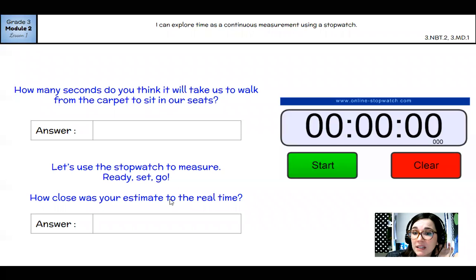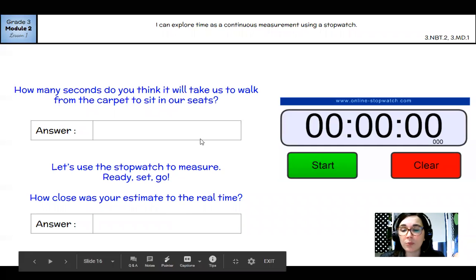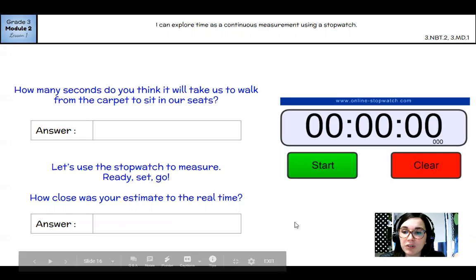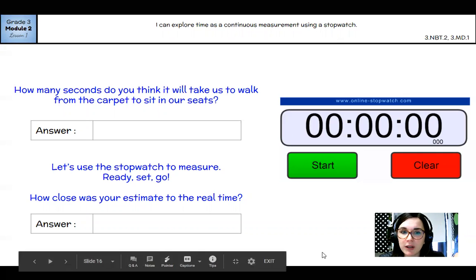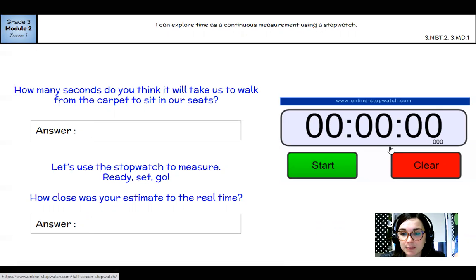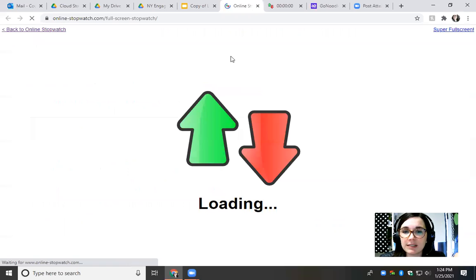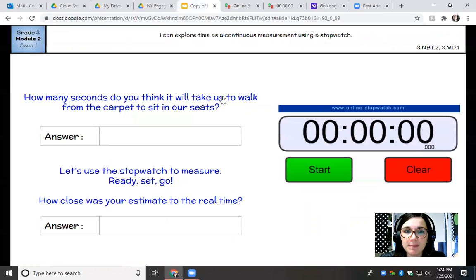So if you were to estimate this at home, you could do this at home. So maybe if you are like at a desk and you want to do like how many seconds will it take to get to the kitchen, you could estimate it and then you could actually time it and run your stopwatch. Okay.